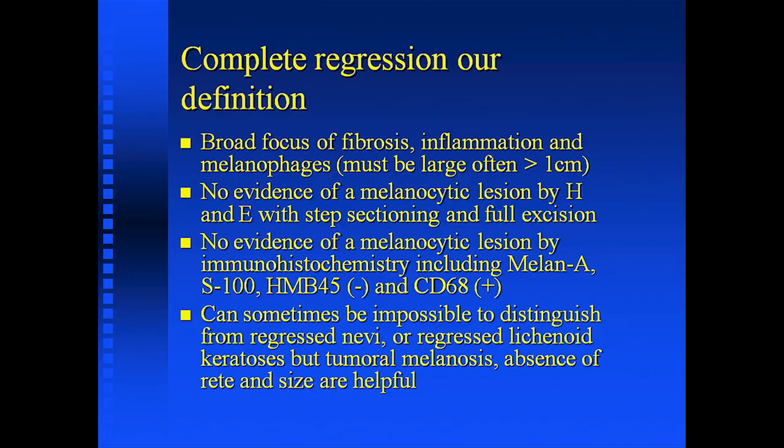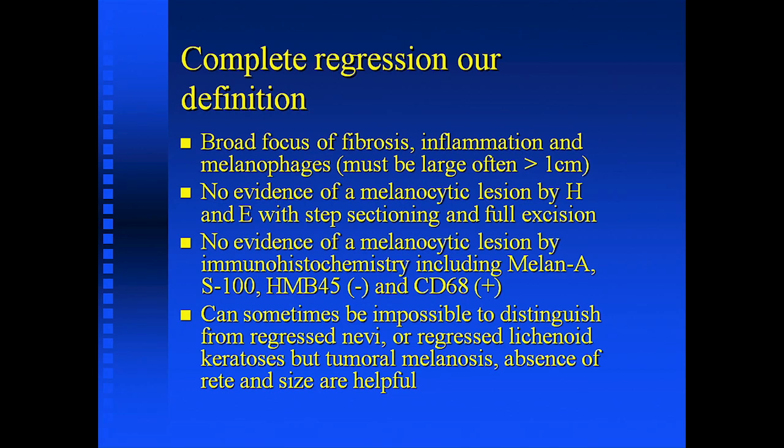How do we define this? So when we described this entity, and this is well known, we had certain criteria for the diagnosis. It had to be a broad band of fibrosis. There had to be no evidence of melanocytic lesion by H&E and by step sectioning of those. Because as you're well aware, when you have a very large biopsy, if you don't step section it, there could be another area with melanoma there.